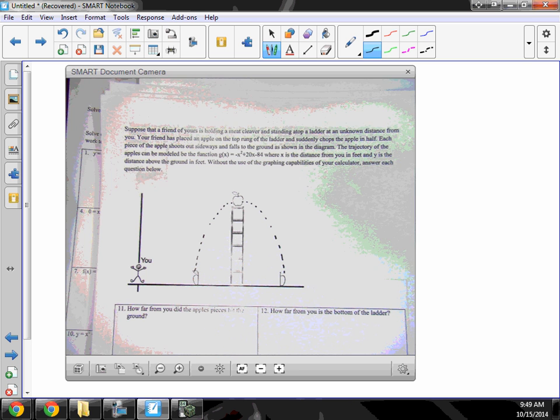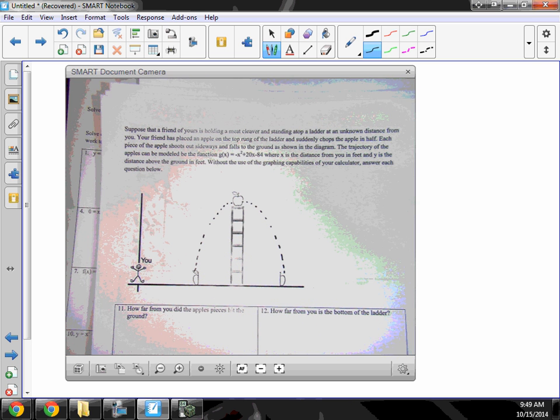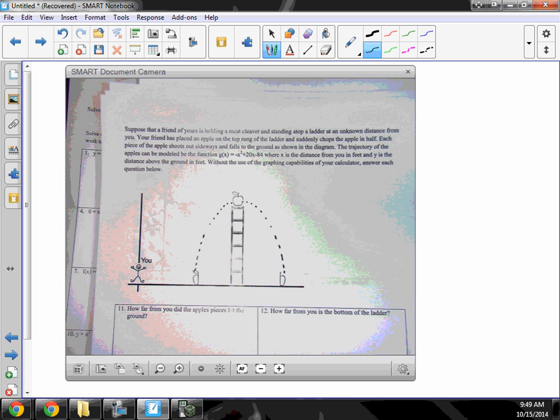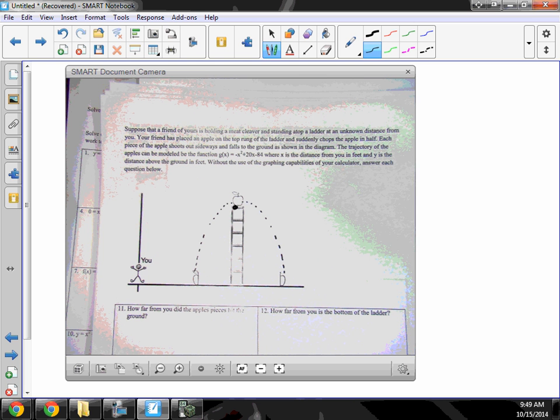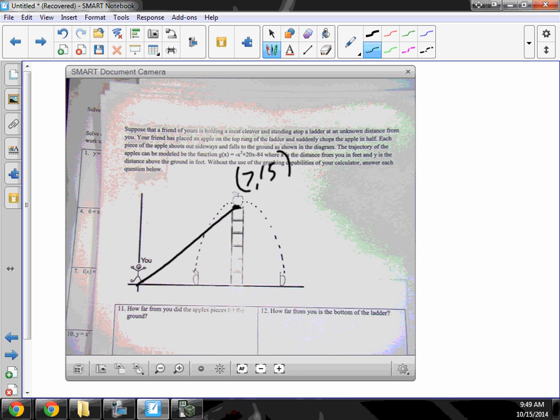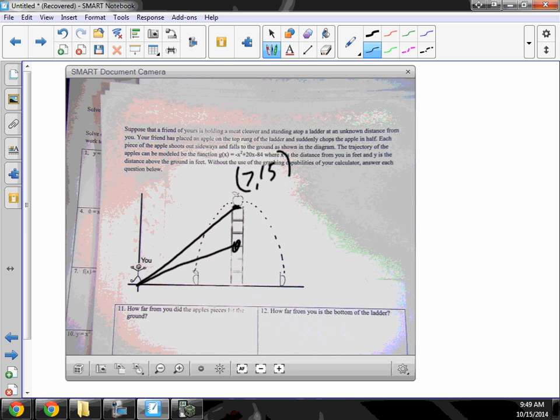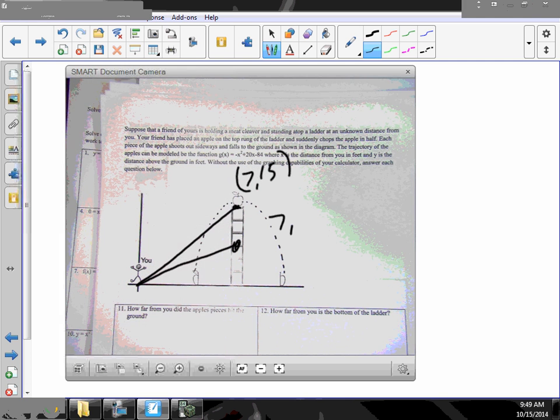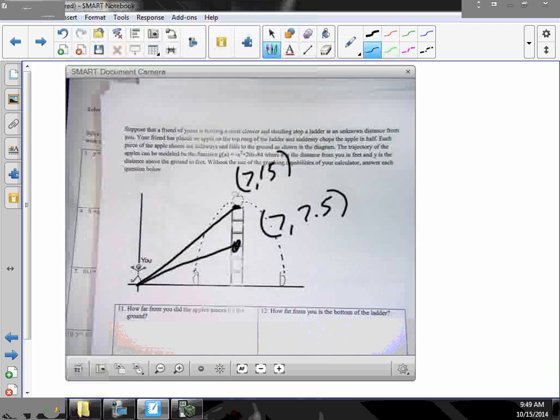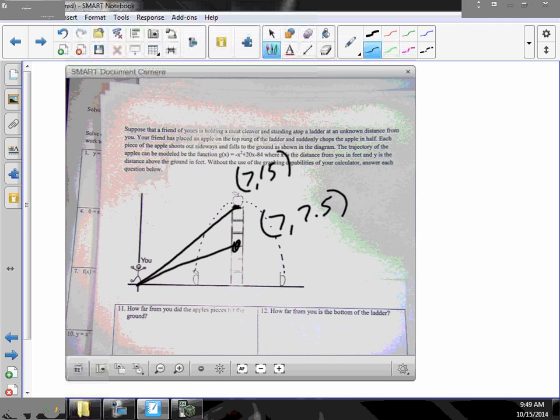Look at number 16. How far is it from where you're standing to the middle of the ladder? So we pretended that our ladder was at, what was it, 7, 15. And we found this distance. How would we find the distance to the middle of the ladder? That would be 7, 7.5. And then you'd use the Pythagorean theorem again. But again, don't use those numbers. They're wrong. I purposefully didn't tell you what they were.